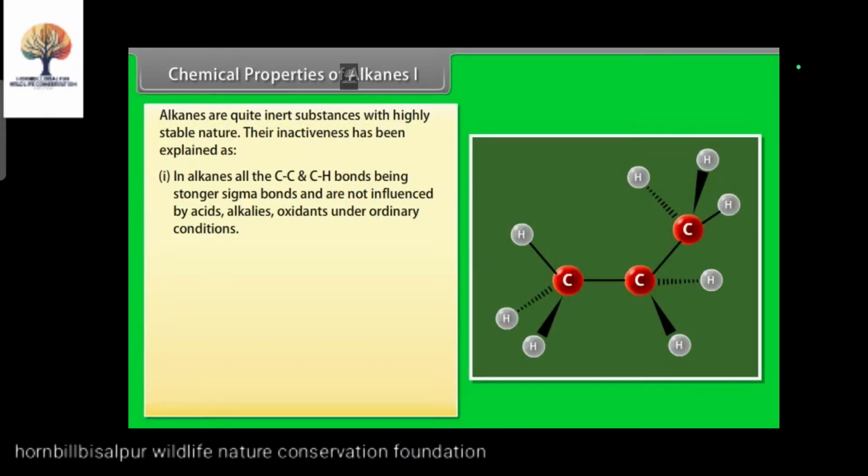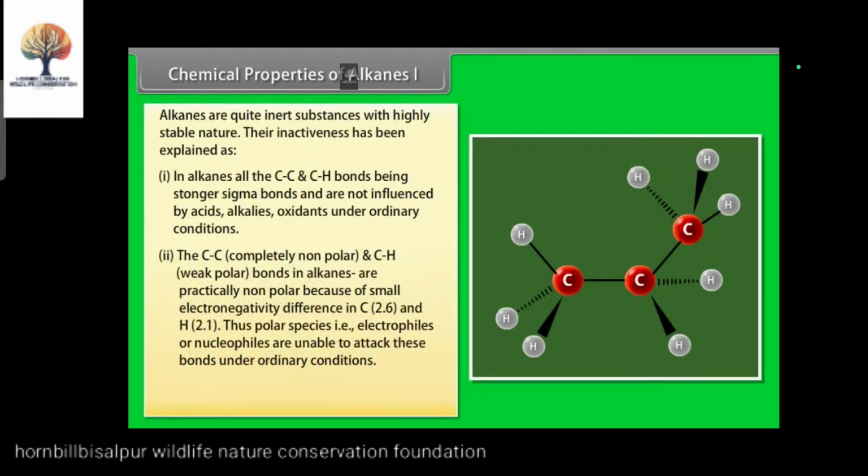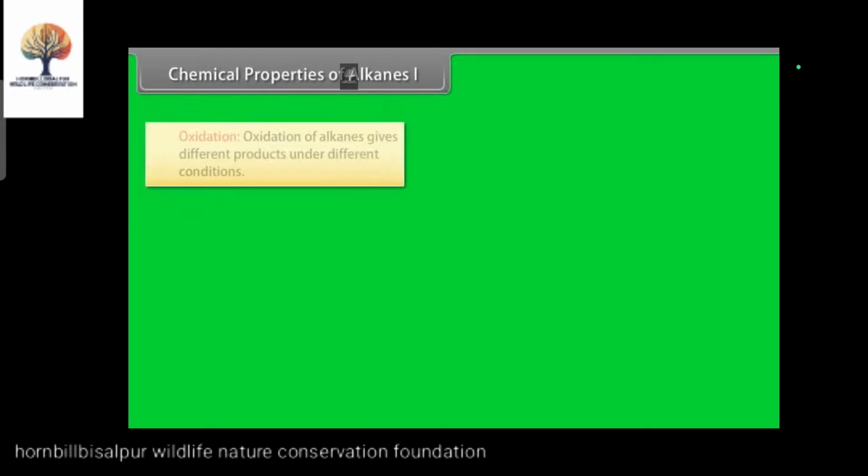Number 2. The carbon-carbon bonds are completely non-polar, and carbon-hydrogen bonds are weakly polar, particularly non-polar because of the small electronegativity difference between C (2.6) and H (2.1). Thus, polar species, that is, electrophiles and nucleophiles, are unable to attack these bonds under ordinary conditions. In spite of their less reactive nature, alkanes show some characteristic reactions.